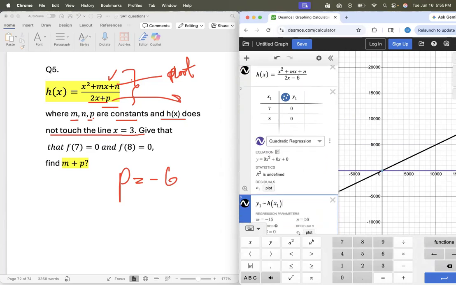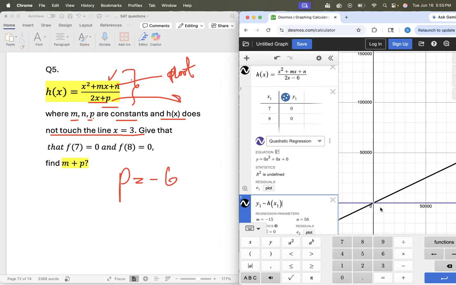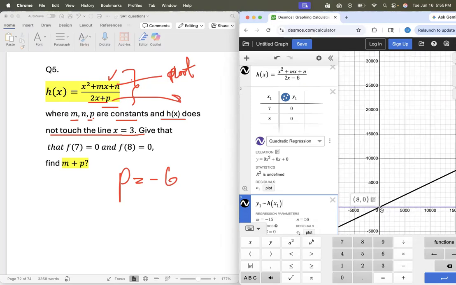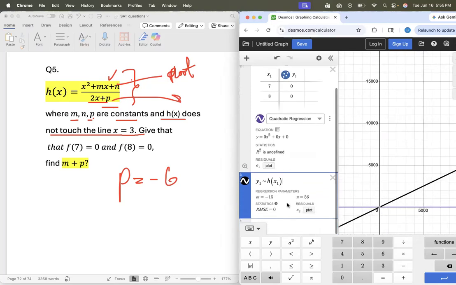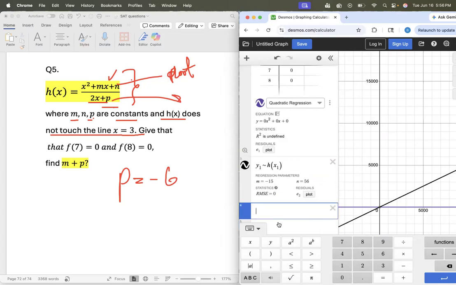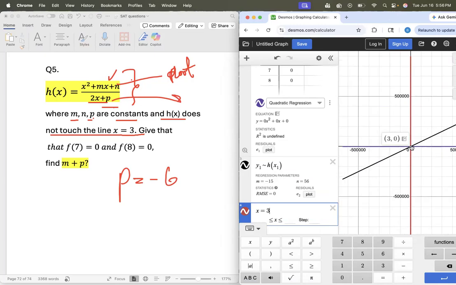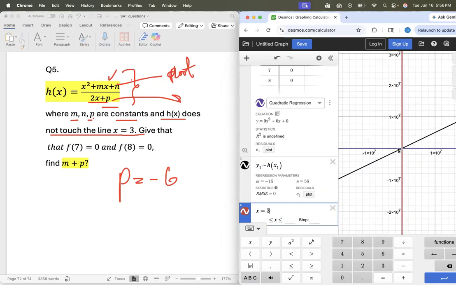I put h of x as y1. And you have this function like that. It gives you the function, and it gives you m is equal to what? -15, and n is equal to 58. You want to confirm that's your right answer, right? We already know p. We got to make sure x is equal to 3, and the answer choice does not change.